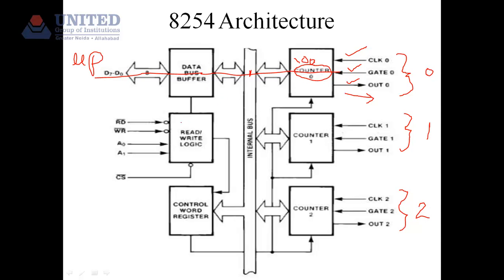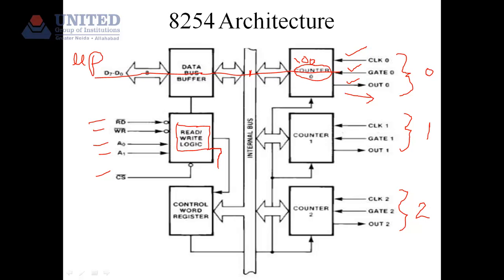Now coming on to this fourth block, that is the read-write logic block. This is the whole brain of this IC, the whole architecture controlled by read-write logic. How does read-write logic work? We have got control signals like RD bar, WR bar, A0 and A1 and the chip select. It decides which operation has to be done, read or write, and which counter is to be selected in counter 0, counter 1 and counter 2 accordingly. So this box, that is read-write logic, controls the whole operation of 8254.